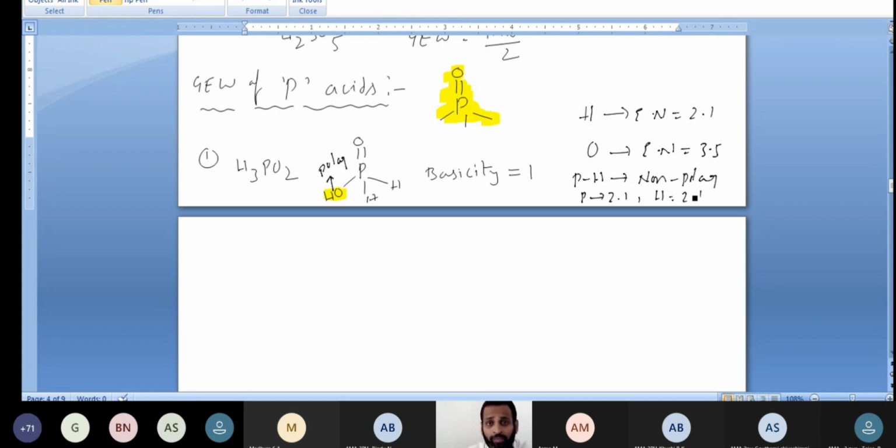Why am I explaining this much? The P-H bond is non-polar, so that H plus will not come out. So this is the most important. Got it, everyone? And next, I will write the second one.